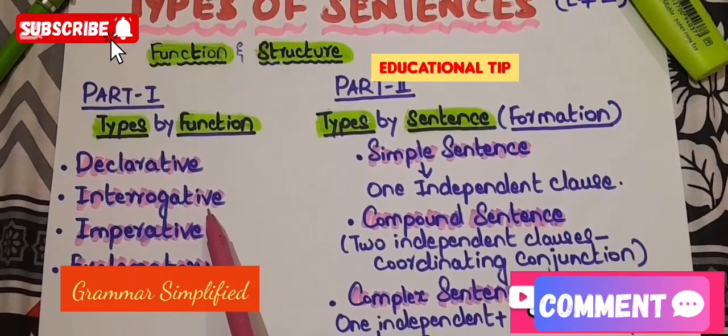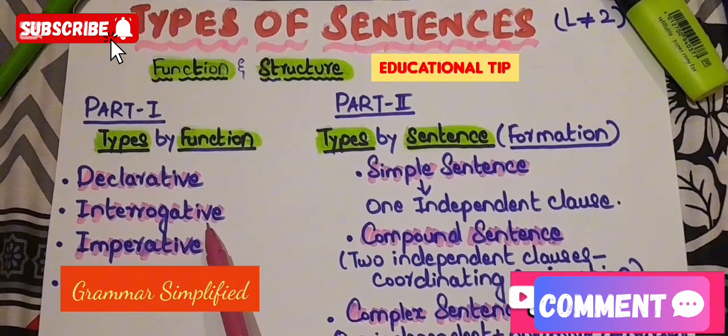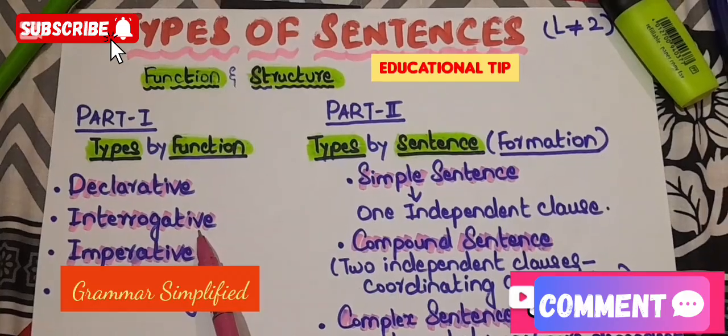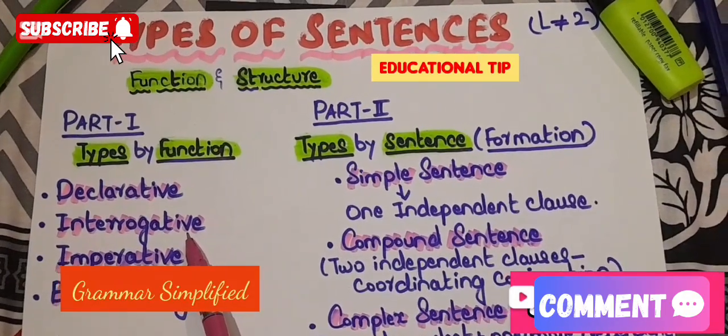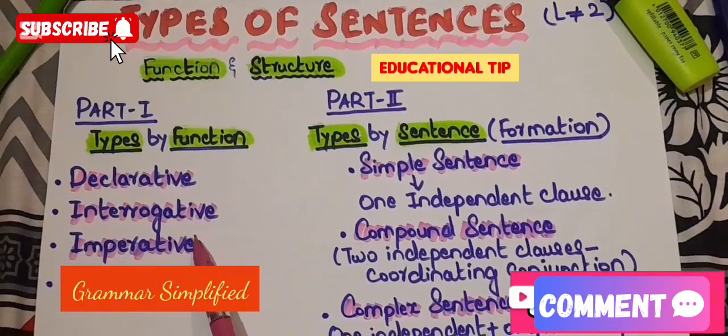The second type is interrogative. It clearly asks a question. It's used to request information. For example, do you like English? Now, in this sentence, a question is being asked and it ends with a question mark.